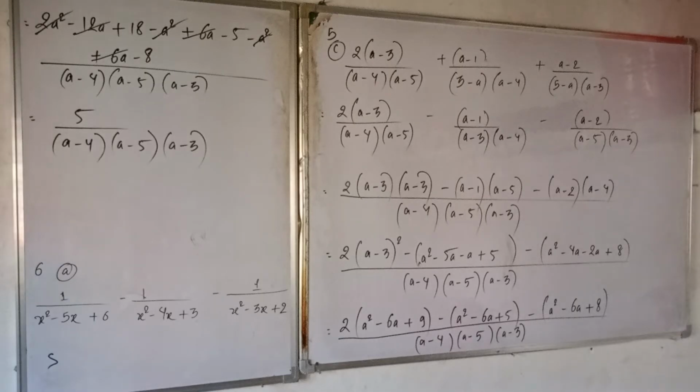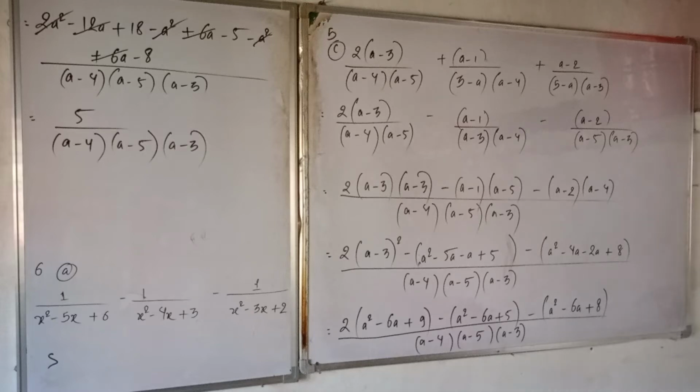Okay, 18 minus 5 minus 8, you'll get 5 in the numerator. Now this is the answer. Okay, now if you don't have any problem, we'll move on to the number 6a. Now I am going to rub these questions, 5c answers. Okay, if you haven't completed yet, you just take a screenshot and you can copy that later.